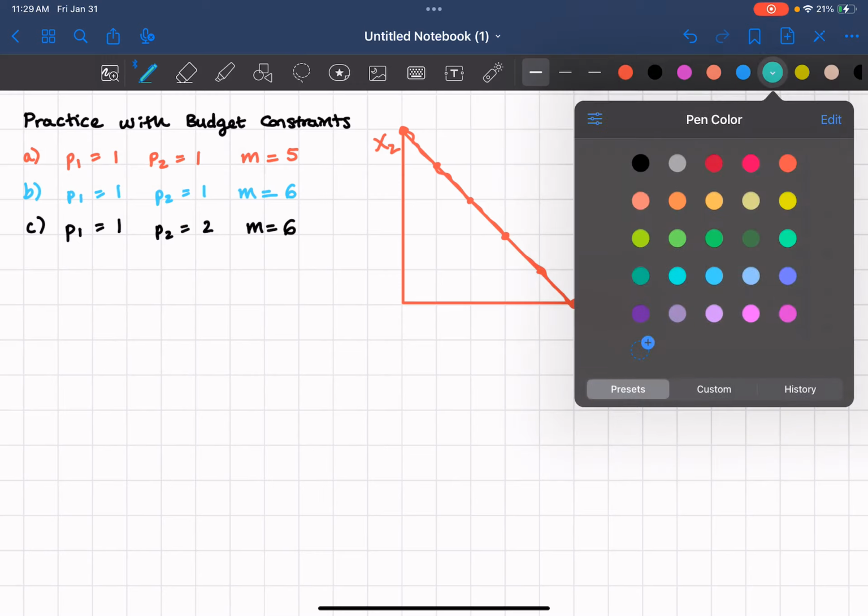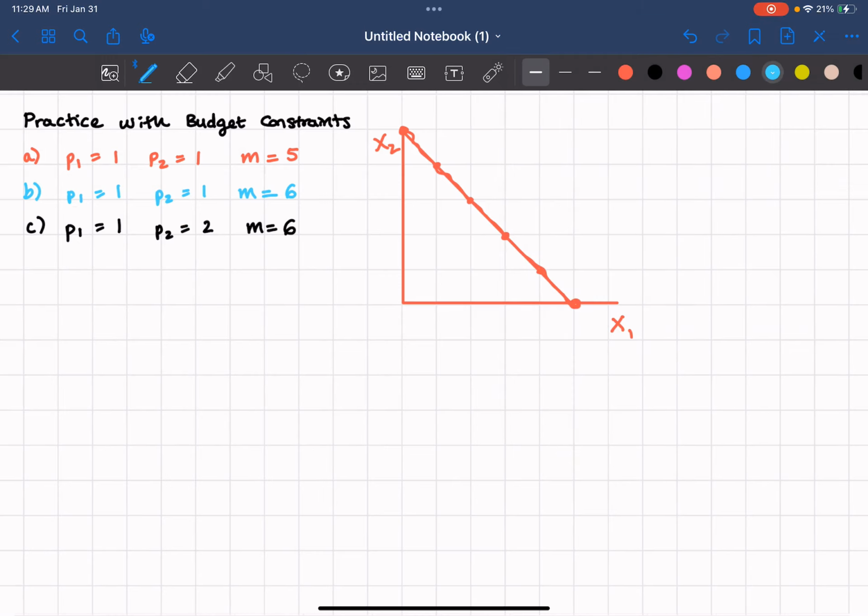Let's do blue. Okay, so now everything's the same. We still have the price of good 1 and the price of good 2 being $1, but now we're saying we have an income of $6. So just like before, I'm going to solve for the X and Y intercepts. If I spent all my money on good 1, what's the maximum I could buy? I could get 6 units. So that's my X-intercept. And similarly, if I spent all my money on good 2, what's the maximum I could buy? 6 units. I'll connect the dots. That is my new budget constraint for part B.